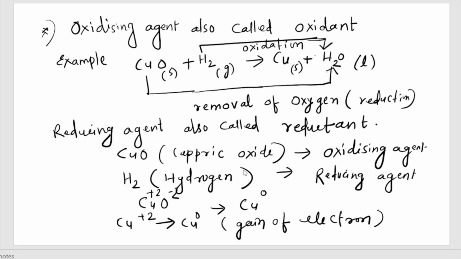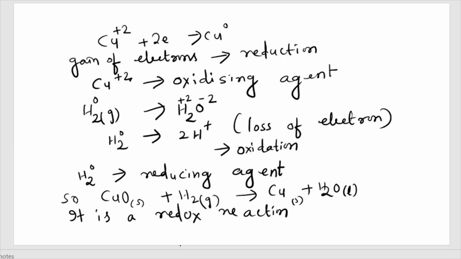So if you say in terms of electron, what happened here? Cu plus 2 changes to Cu after gaining electron. Gain of electron is called reduction. Similarly, Cu plus 2 to Cu, gain of electron, that is reduction. Cu plus 2 is the oxidizing agent. And H2 changes to H2O, that is H2 changes to H plus, loss of electron, oxidation. That is, H2 is the reducing agent. That means Cu plus 2 is oxidizing agent and H2 is reducing agent.